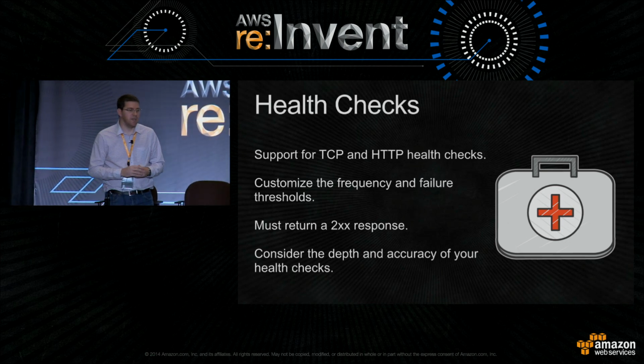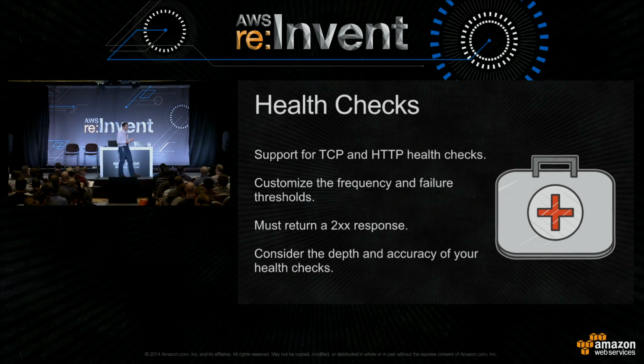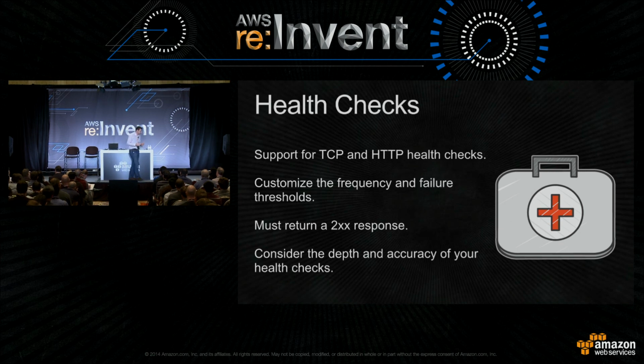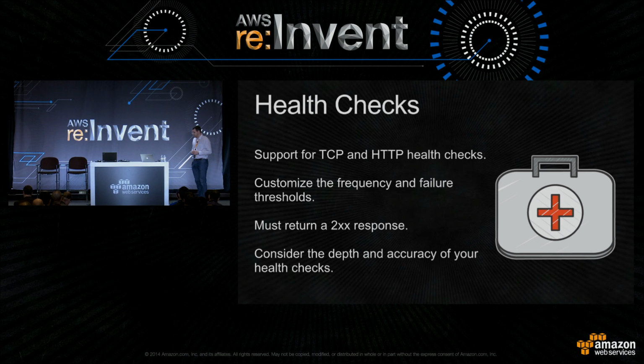The other thing is if you have any dependencies on other services with your health checks, it might be within EC2, it might be even outside of EC2, any sort of problem with that dependency can cause all of your machines to fail. If all of your machines fail, we will return 503s. So think very carefully about the depth of your health checks.